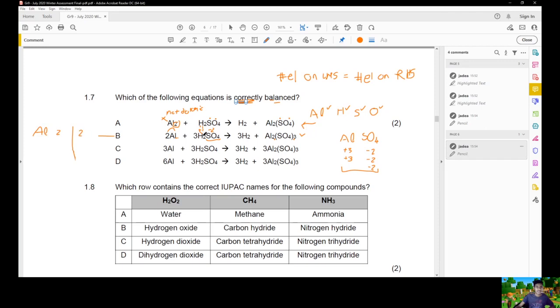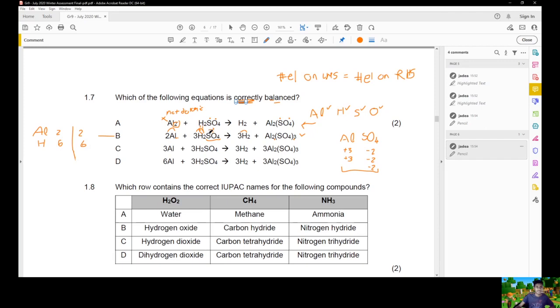If I count my hydrogens next, got some big maths here. The big number 3 distributes and multiplies by the small number. 3 times 2 is 6 hydrogens on the left. If I count on the right hand side, I again have 3 times 2, which is 6 hydrogens.